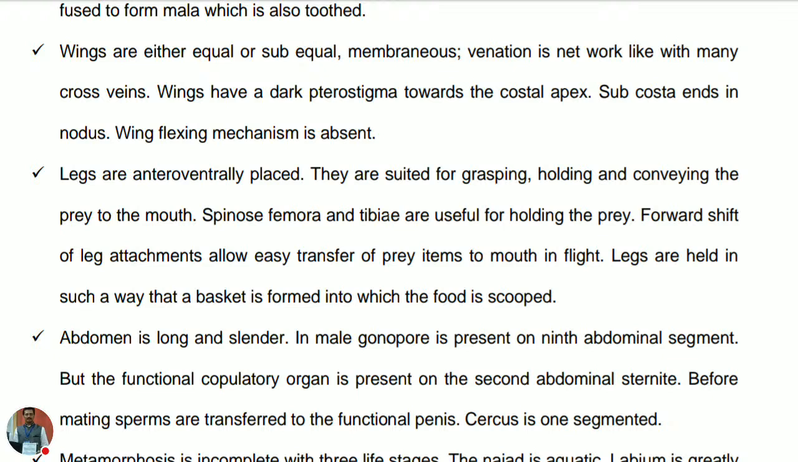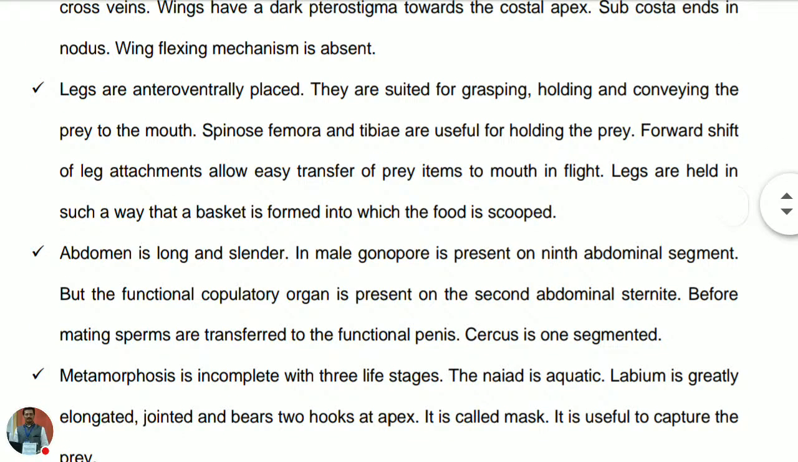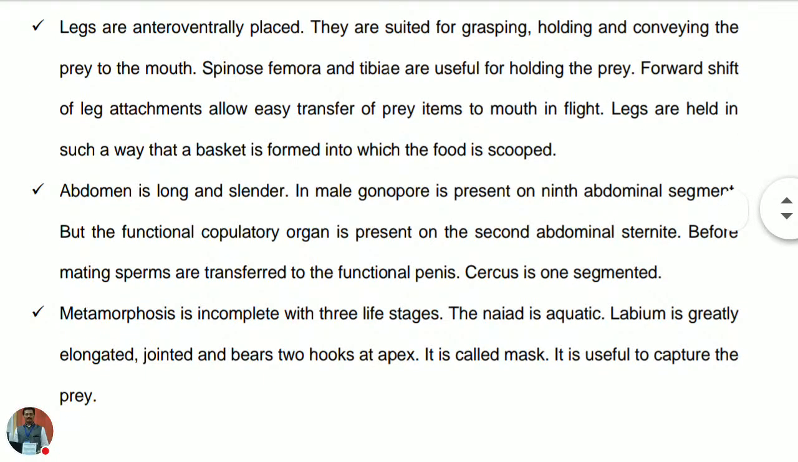Spinose means they are having spines. Forward shift of leg attachments allow easy transfer of prey items to mouth in the flight. So they can feed while they are in the flight. The legs are held in such a way that a basket is formed into which the food is scooped. Basket-like legs are present in the Odonata order. As they are predators, they will catch the prey and they will devour while they are in the flight.